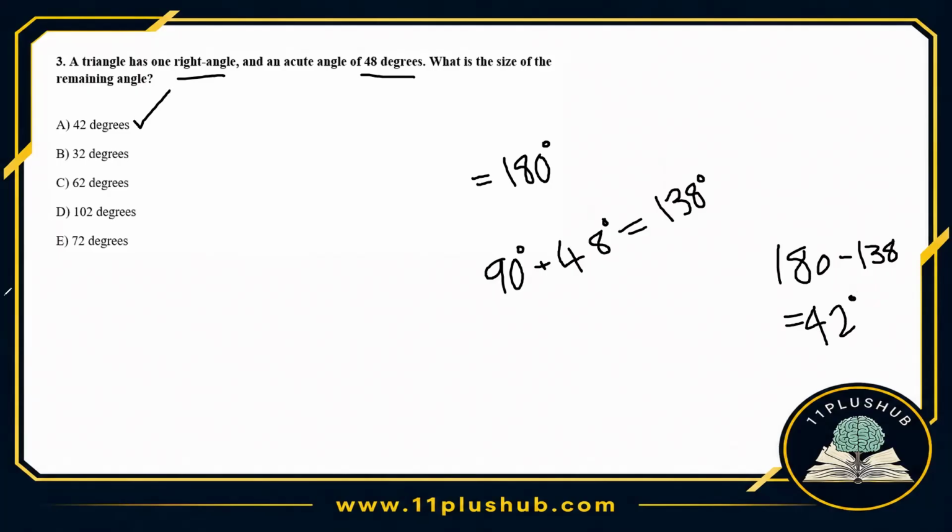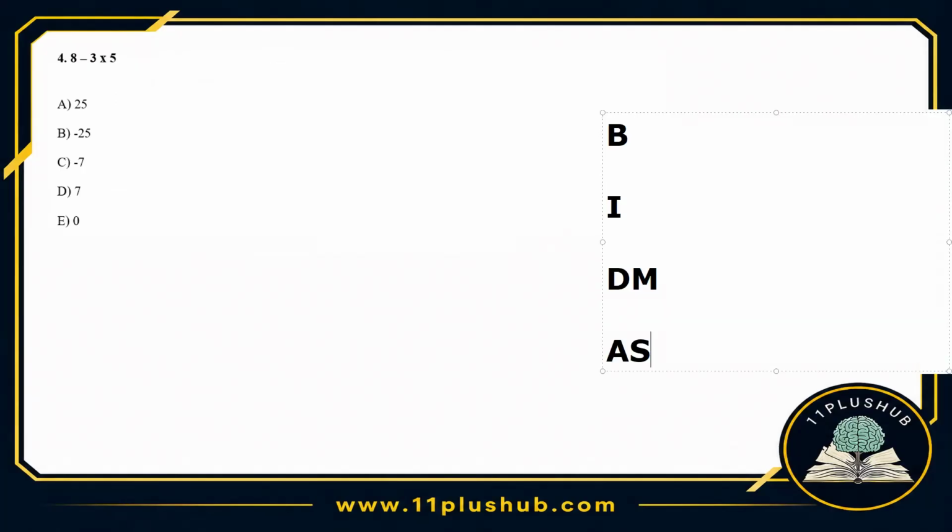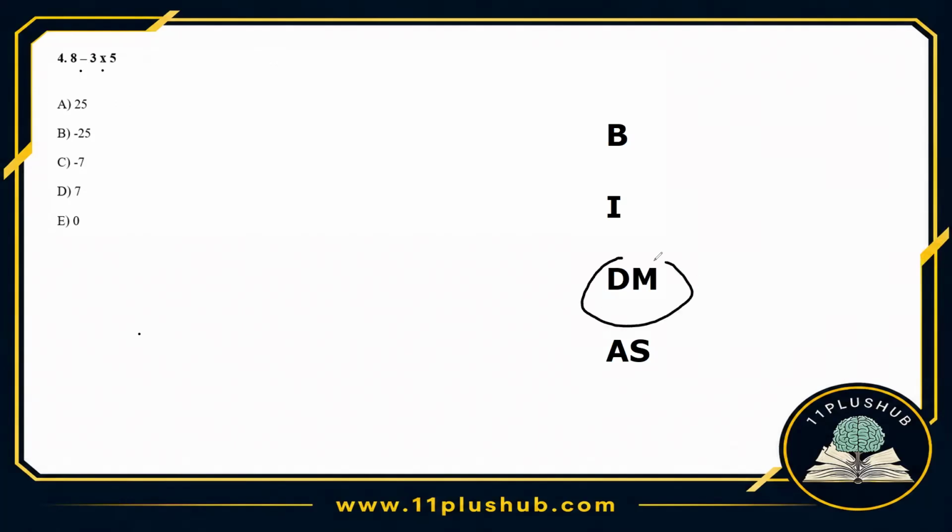Okay, let's move on to number 4. 8 subtract 3 multiplied by 5. We have two different operations in that question, subtraction and multiplication. And whenever operations are mixed together like that, we must use BIDMAS. Okay, so we've got brackets, indices, division and multiplication, addition and subtraction. Okay, so which one do we do first? We've got subtraction and multiplication. Multiplication is higher up BIDMAS than subtraction. Therefore, that's the part that we need to solve first.